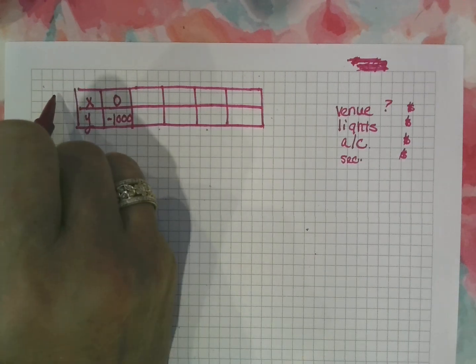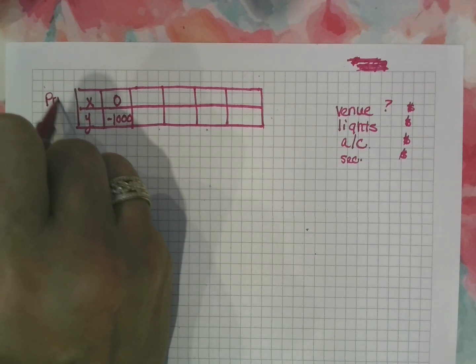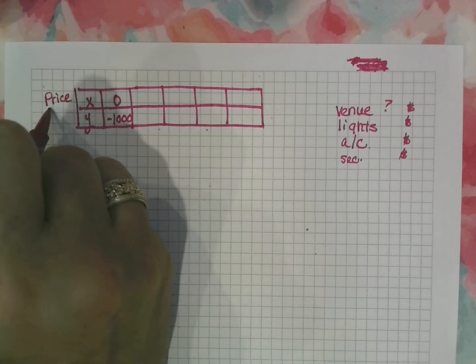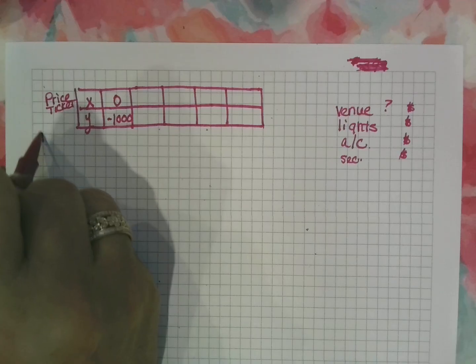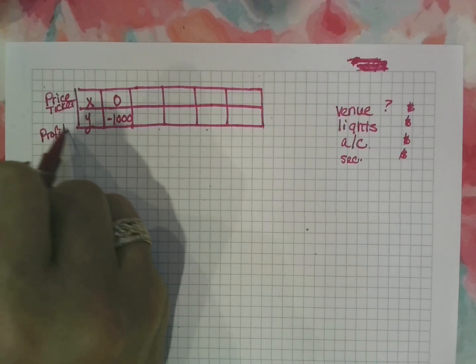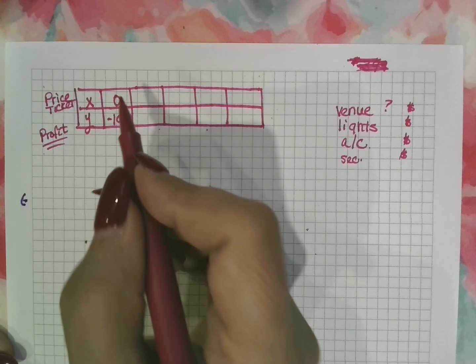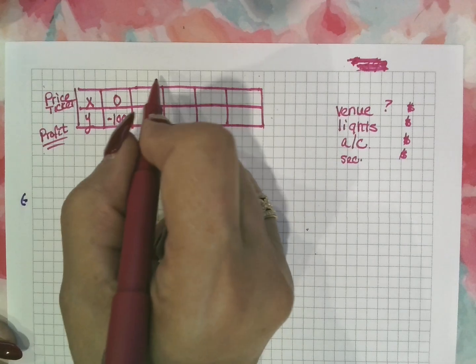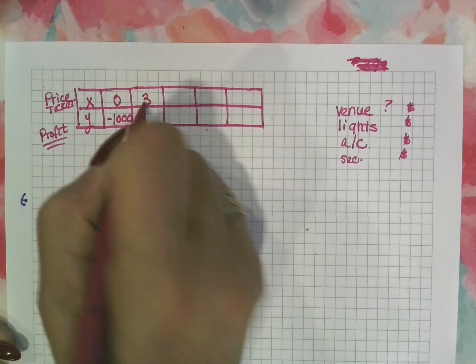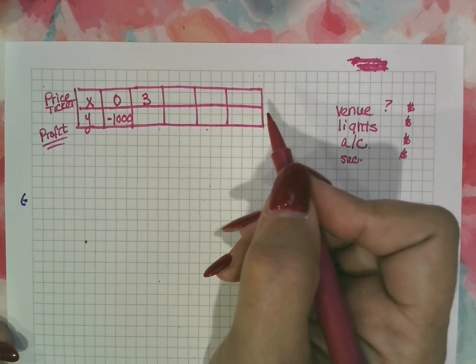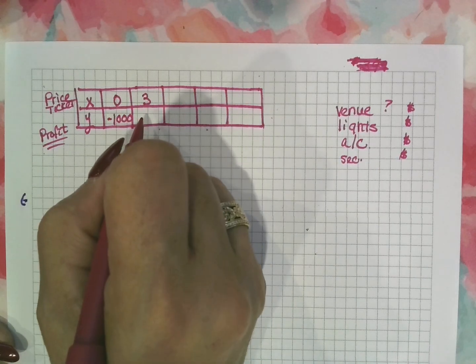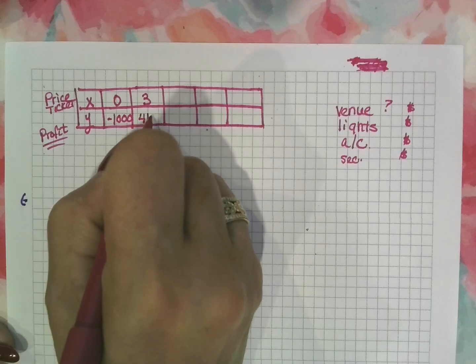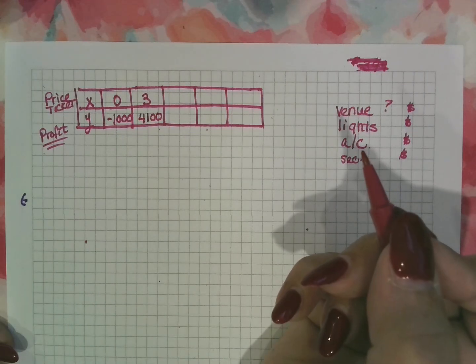Okay? This X represents the price of a ticket, price per ticket, and this is your profit. How much are you going to make? All right? So obviously, let's not give the tickets away. Let's charge them $3 each. Let's see what we do. The table tells us that if you charge $3 per ticket, you're going to come back with $4,100 in profit.